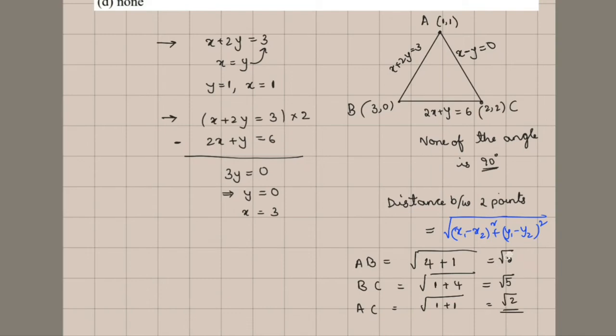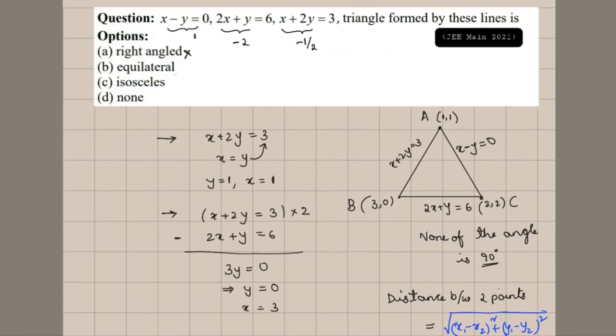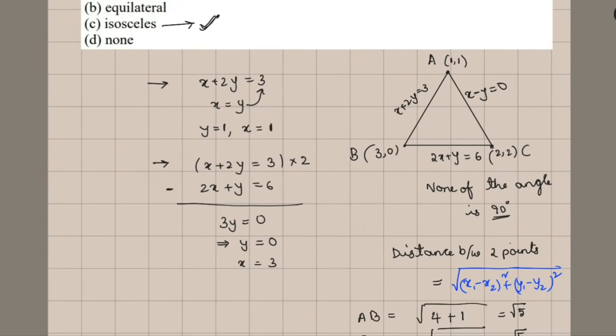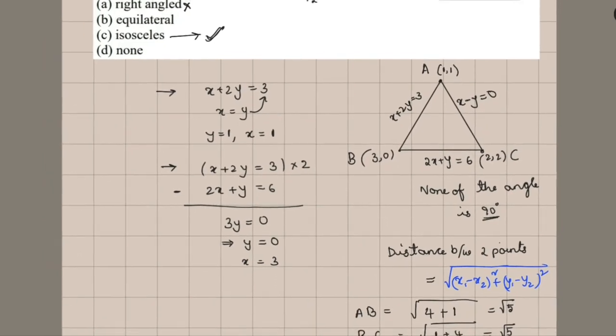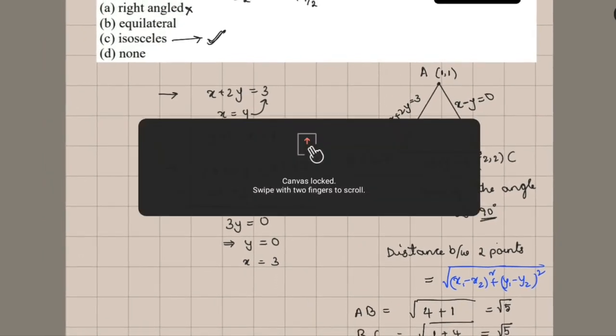So two sides of this triangle are equal. So this is isosceles. So this question is so simple. The concepts involved in this question are the distance between 2 points and finding the intersection of these lines.